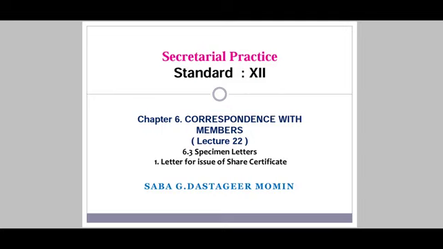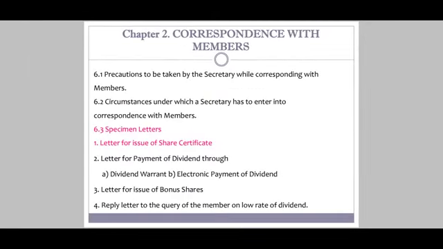In this video, students, we are going to see one specimen letter, that is letter for issue of share certificate. This is the very first letter in this specimen letters. There are main 4 letters, but letter number 2 is subdivided into 2, that is payment of dividend through dividend warrant and electronic payment of dividend. So basically in this chapter we are going to see 5 letters.